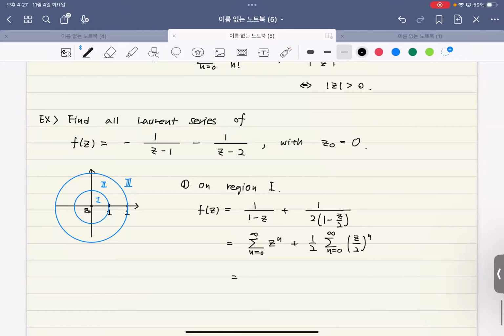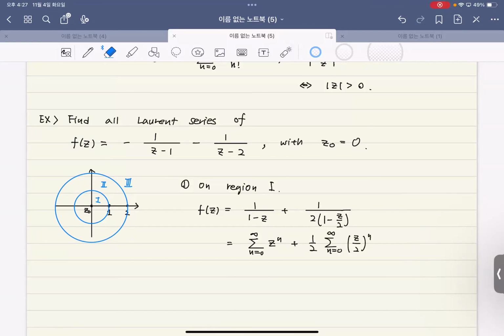And simplifying that, we have the sum from 0 to infinity of... okay, wait, I don't need to simplify it. Yeah, this is good. As you can see from here, all I can see are positive powers of z. So this is actually the Taylor series of the given function. But this is completely rigid, because inside of this radius there is no such thing. What about region number 2?